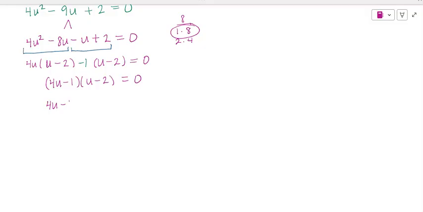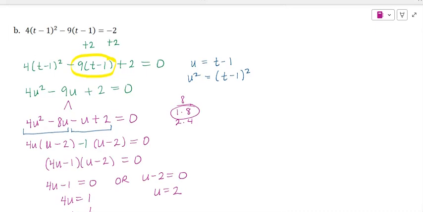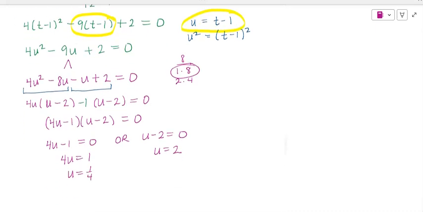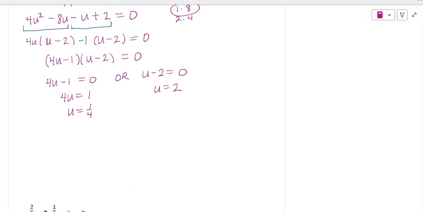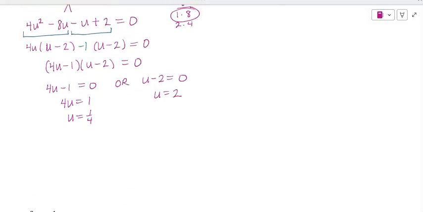So 4u minus 1 is equal to 0, or u minus 2 is equal to 0. So 4u is equal to 1, u is equal to 1/4, or u is equal to 2. Let's go back and look at what our original variables were. We said that u was equal to t minus 1. So I'm going to make a substitution again here. I'm going to say t minus 1 is equal to 1/4, and t minus 1 is equal to 2.